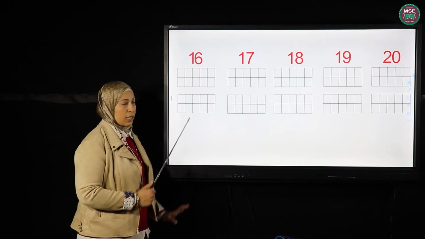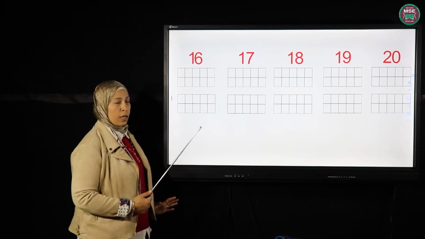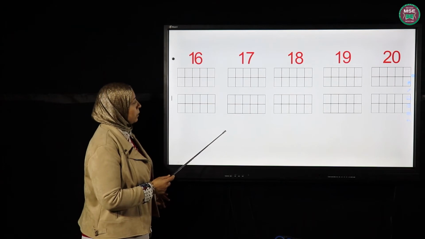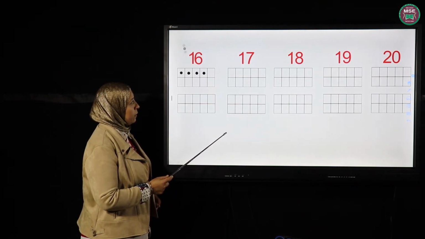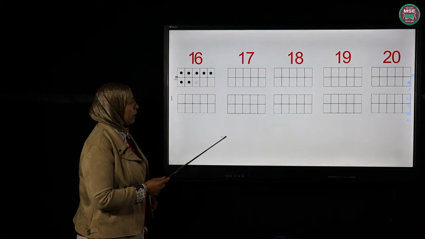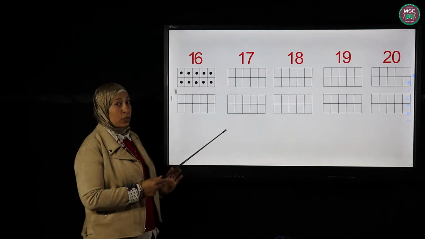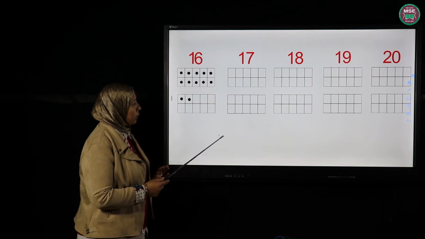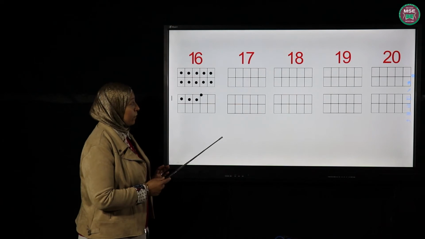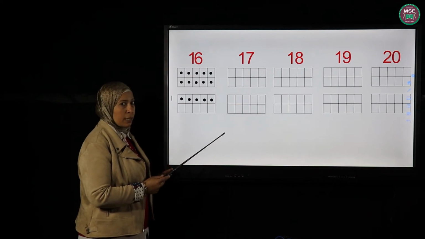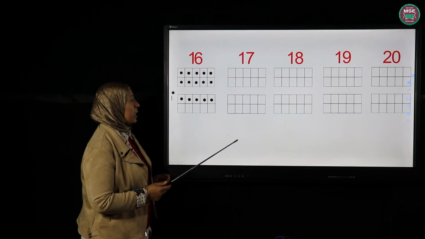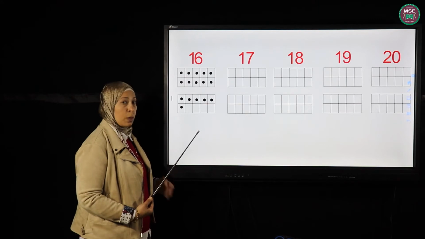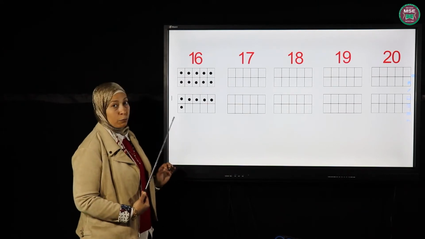Okay, this is number 16. How many frames do you think I will need? Let's try together. 1, 2, 3, 4, 5, 6, 7, 8, 9, and 10. These are the first 10 frames, right? 11, 12, 13, 14, 15. Do I need more? Yes, I need one more. And 16. See, the more I count, the more frames I'm gonna use.